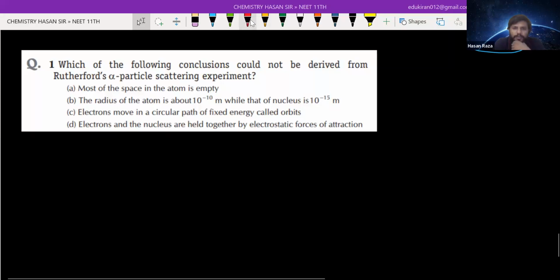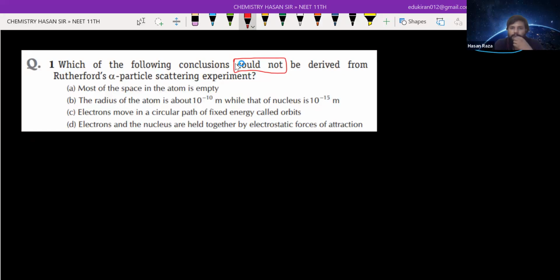So see, I'm going to explain, very easy. It is a statement type. Why are you taking time? Khudeja, Siddika, and Rishita, if you're not able to remember this statement, let me know. Which of the following conclusions could not, this should be your priority, could not be derived from Rutherford alpha particle scattering experiment. If you have studied this, then you remember that most of the space in an atom is empty.